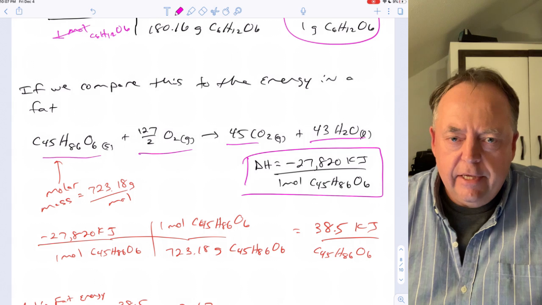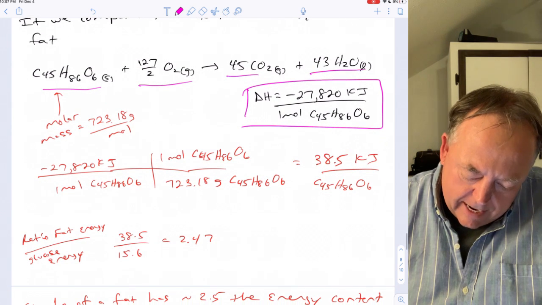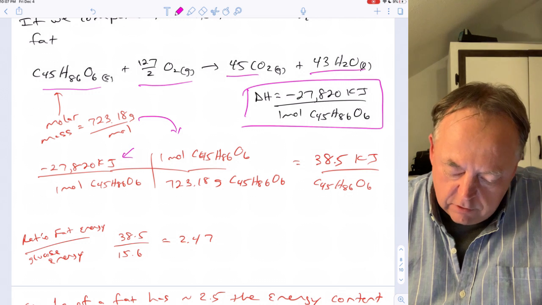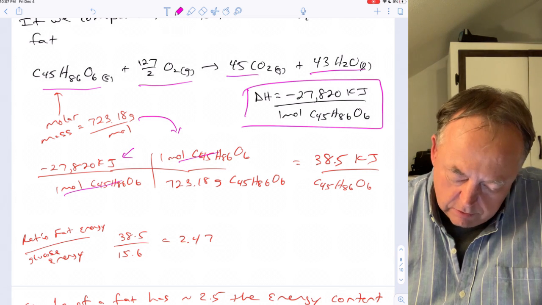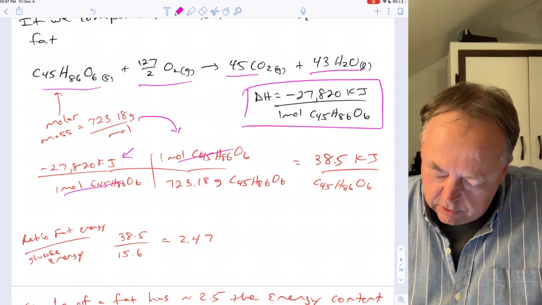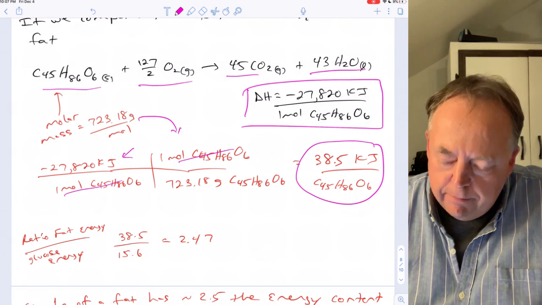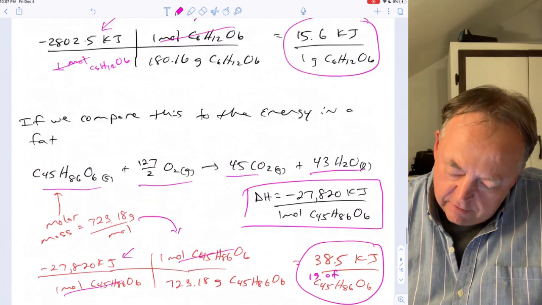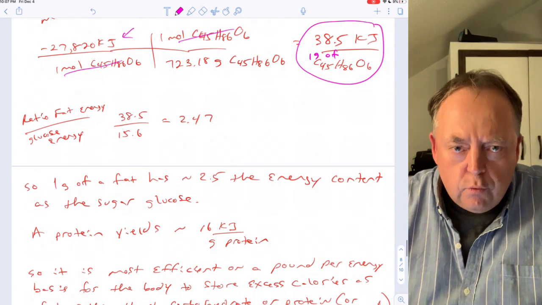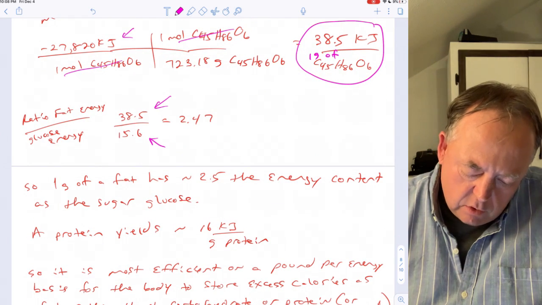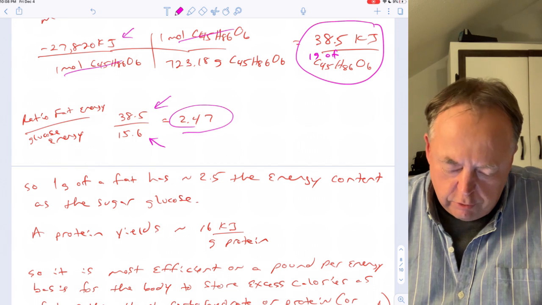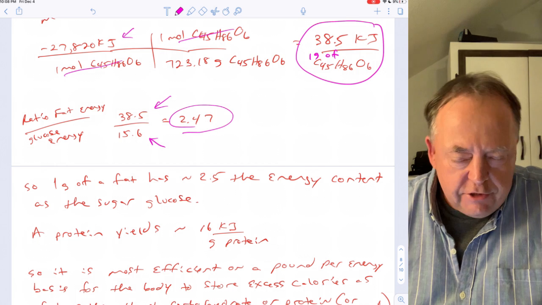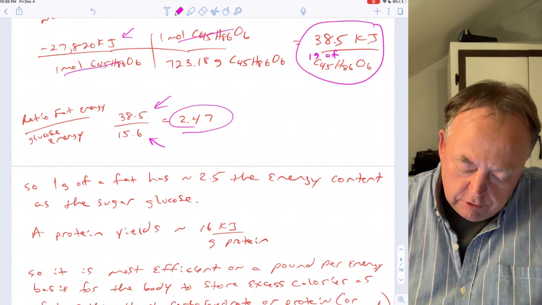If we convert that to kilojoules per gram, we need the molar mass of the fat. This many kilojoules per mole, and if we invert the molar mass, moles cancel, and we have kilojoules over grams. That would be 38.5 kilojoules of energy per gram of the fat, right? If we take the ratio of the energies, for the fat over the carbohydrate, you get about 2.5 times as much energy per gram out of metabolizing a fat as you would out of metabolizing a sugar like glucose.